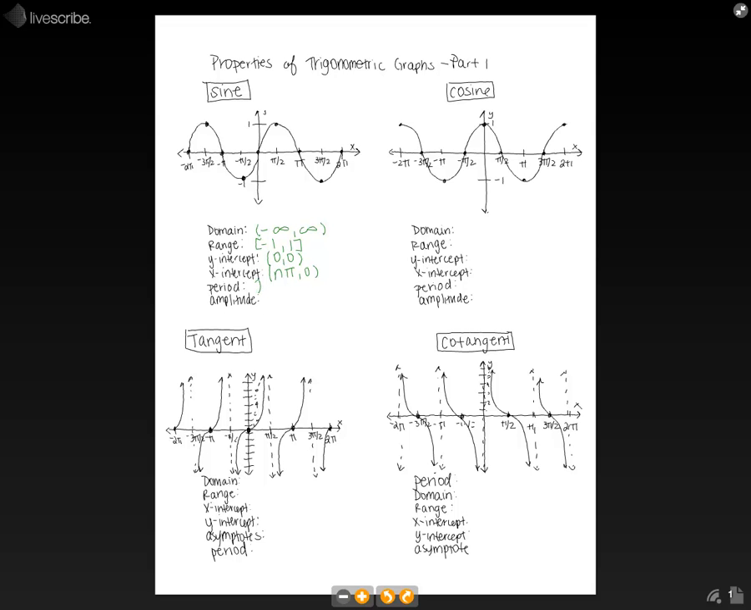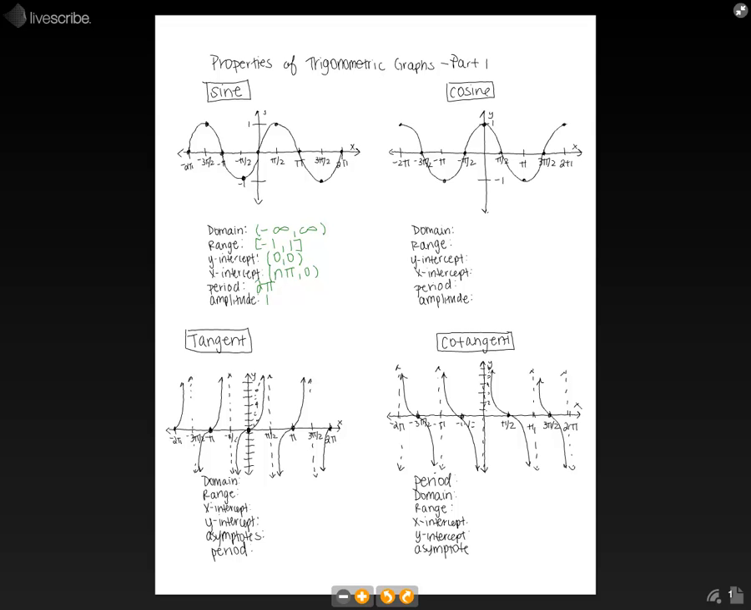The period is 2 pi because the graph repeats every 2 pi. So as you can see, from negative 2 pi to 0, we have it go up and then down. And from 0 to 2 pi, we have it go up and then down. And the amplitude, which is the distance from the x-axis to as high or as low as the graph goes, is 1, because we go from 0 to 1 or 0 to negative 1.